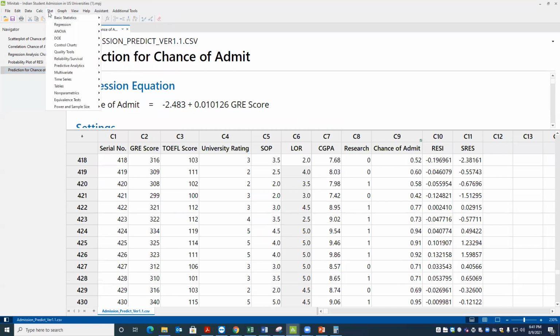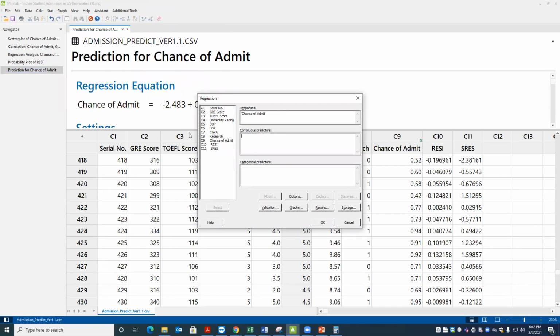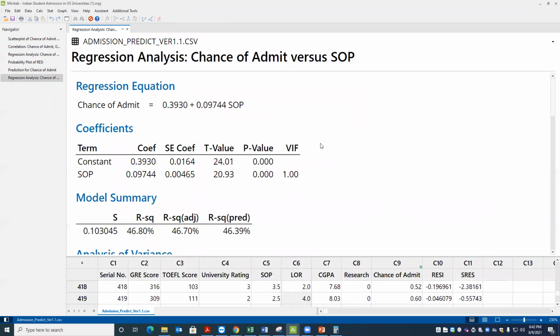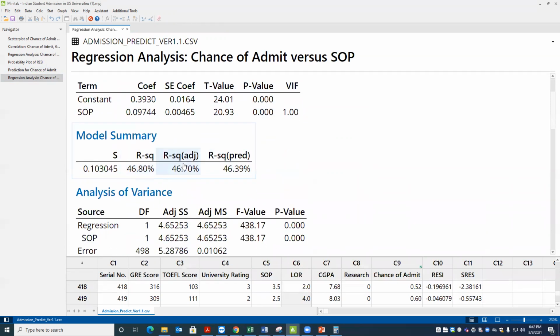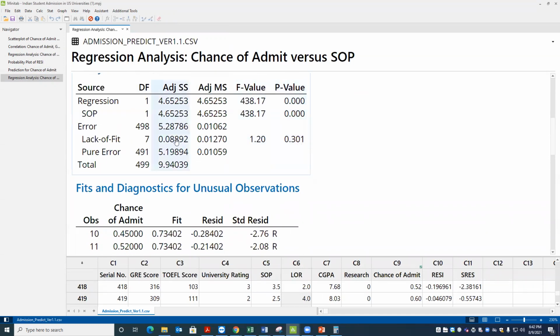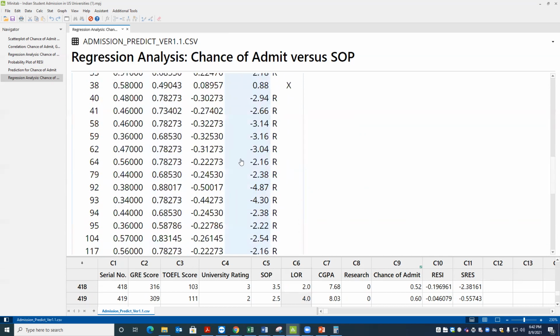So statistics, regression. Fit a regression model. Instead of GRE, I'm just going to use the statement of purpose that everyone has to write. And this is the model. This R square is 46, adjusted R square is 46.7. All the values are right here. And these are unusual, like we have seen.